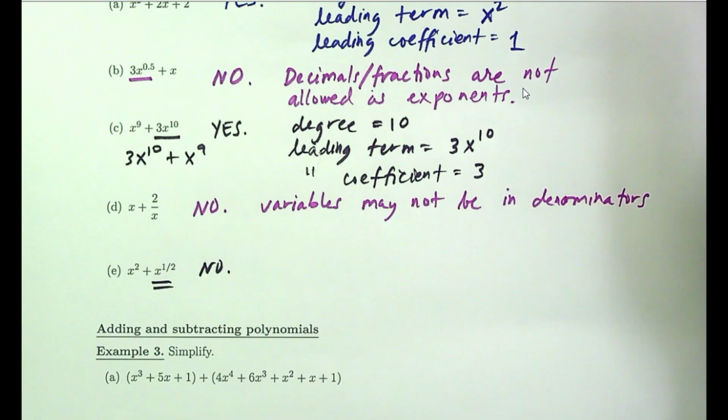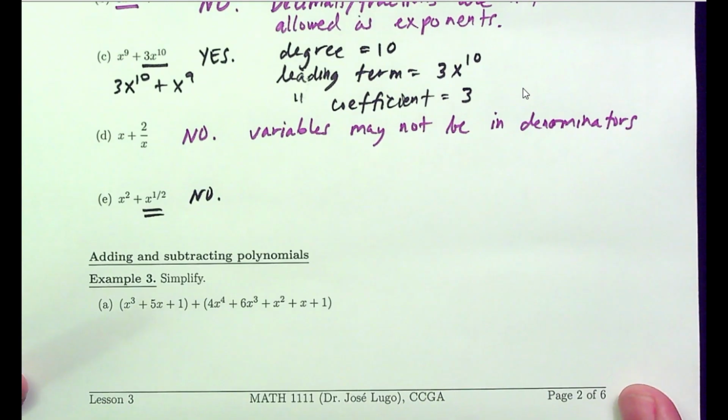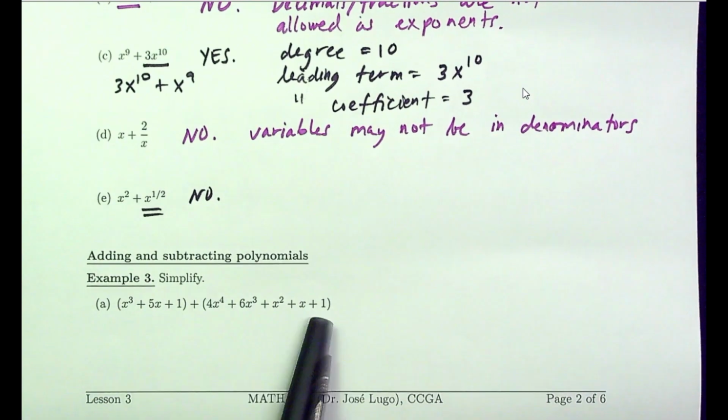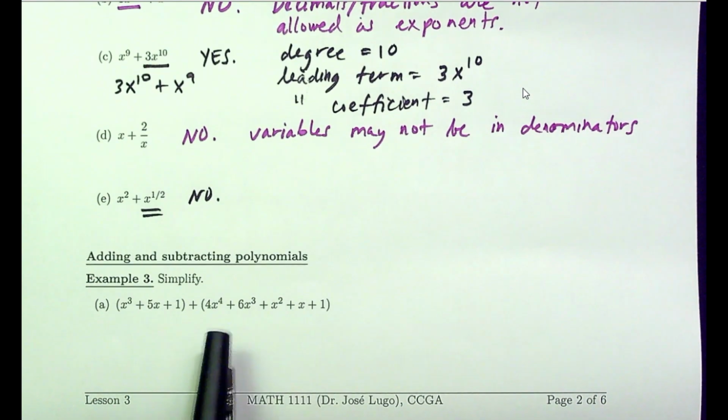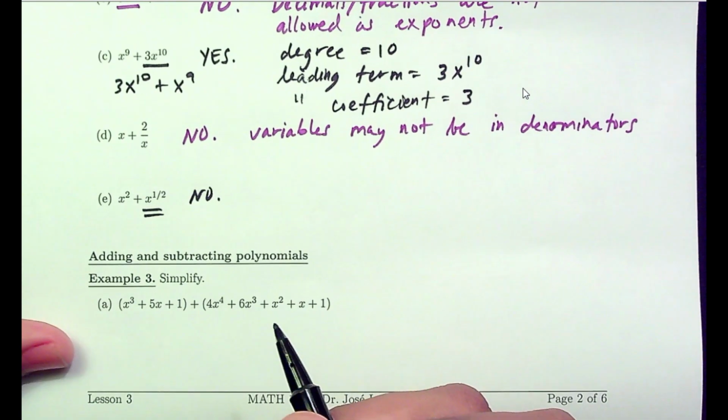Okay, now let's talk about adding and subtracting polynomials. Adding and subtracting polynomials is actually really easy. So here, the example is you have this polynomial and that polynomial, and they're being added together. To add polynomials, all you have to do is collect like terms, pair them up, and add the coefficients in front of those like terms. Like terms have identical variables.